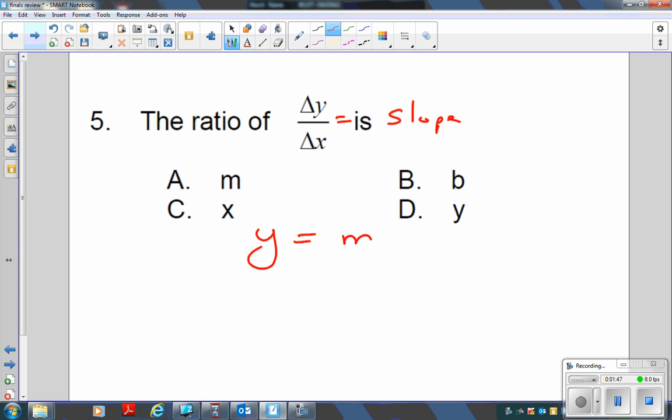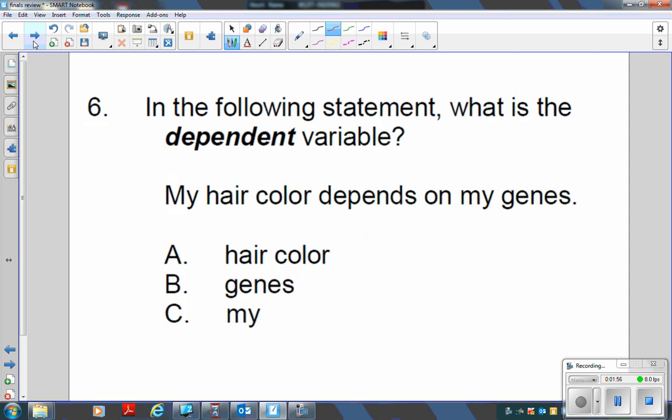Number 5, change of Y over change of X is the same thing as slope, which we call the letter M. Y equals mx plus b. Dependent, independent. My hair color depends on... Well, if something depends on somebody, it is dependent.